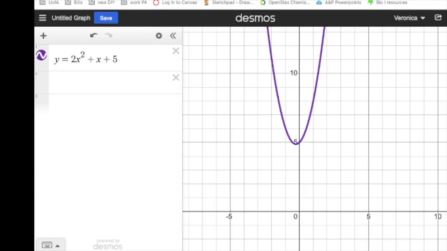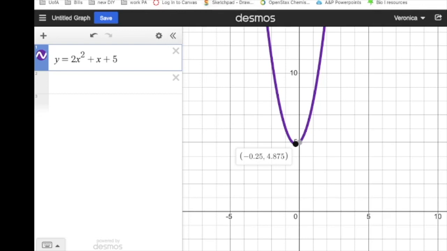To find the vertex, all you have to do is click on your line, and it will give you your vertex coordinates right here. But make sure you don't mix it up with this one, because that is showing you the y-intercept. We want to make sure that we know that it is the vertex, because it is the point that is in the very middle of our parabola.